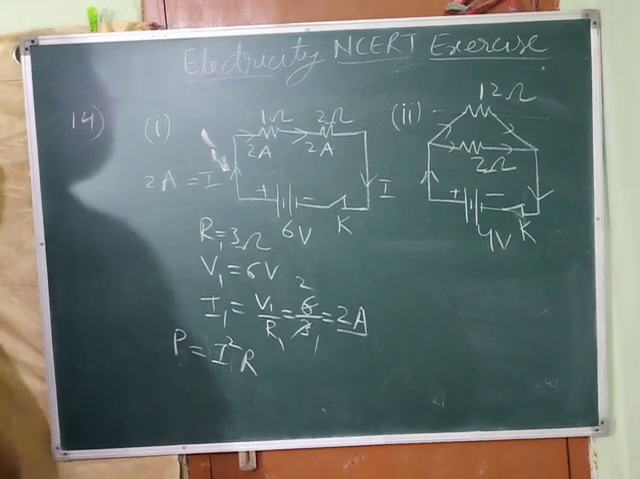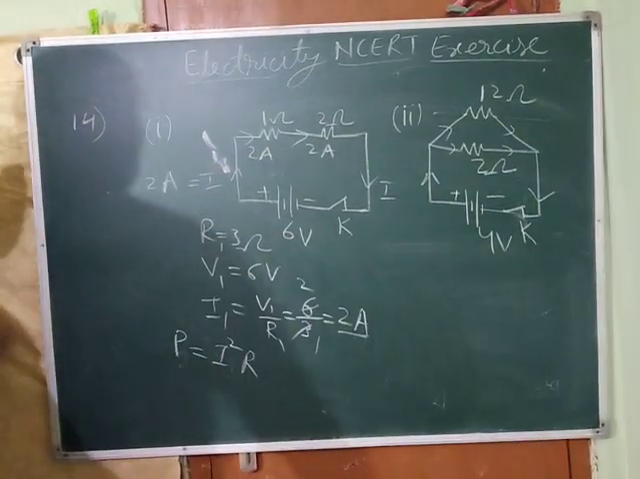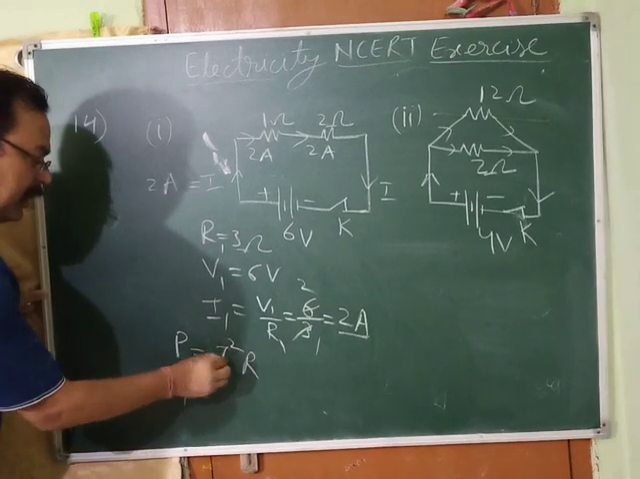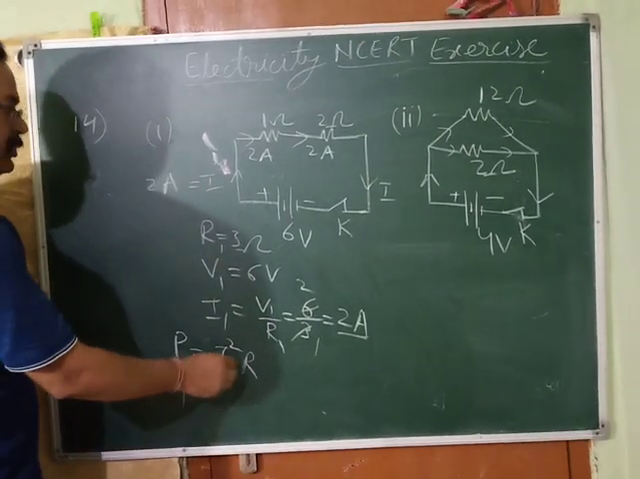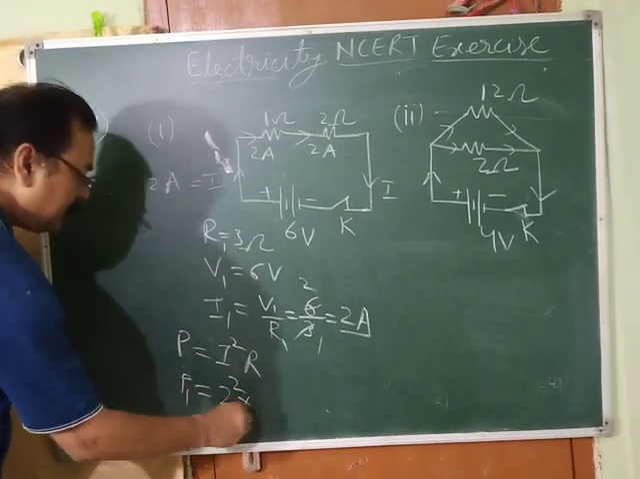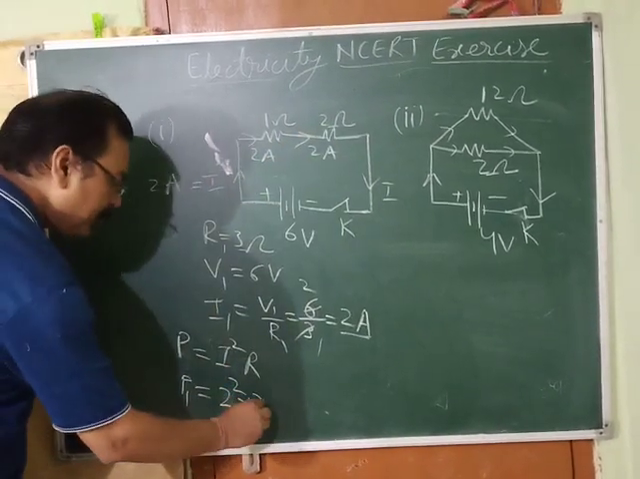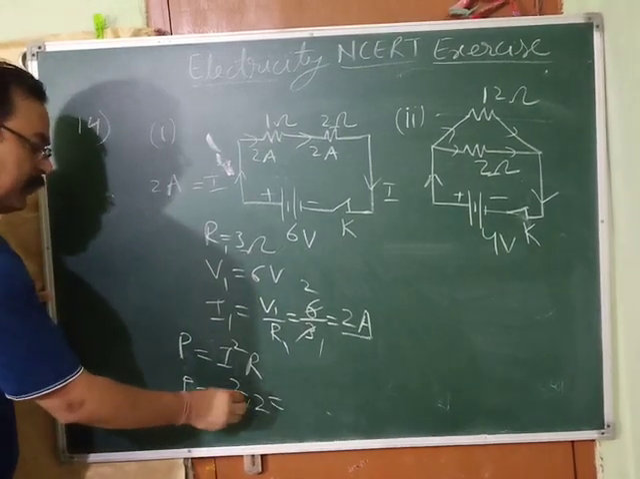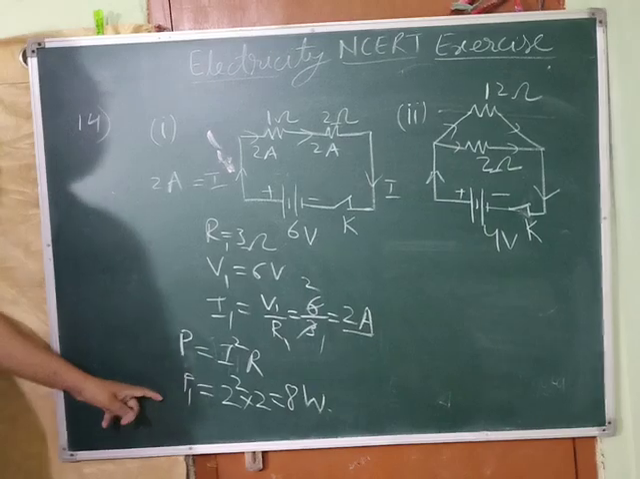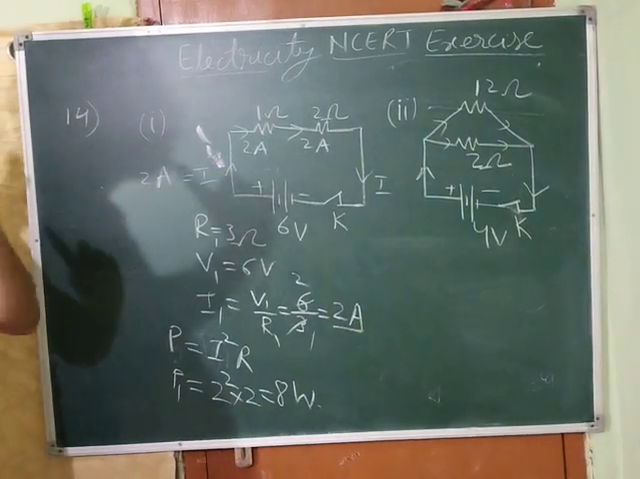So we have to find out the power in the 2 ohm resistor. Let us call this power P1. The current I is how much? 2 ampere is passing through this, so we will write 2 square. Resistance is how much? 2 ohm. So 2 square is 4, 4 into 2 is 8. 8 watt is the power consumed in the 2 ohm resistor in the first circuit.